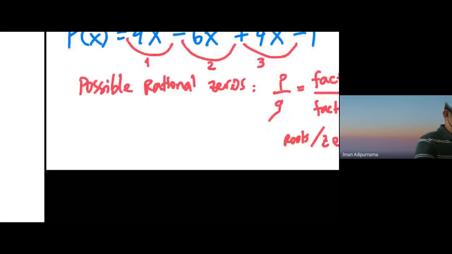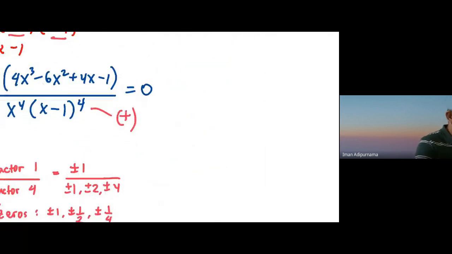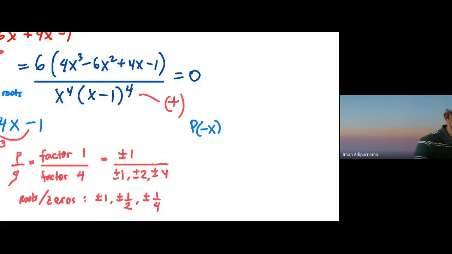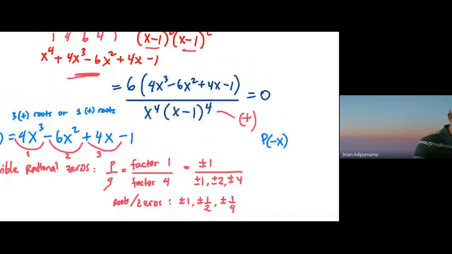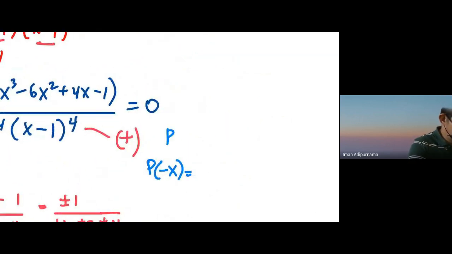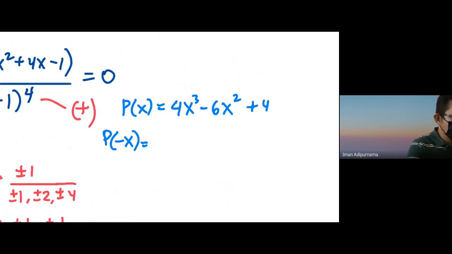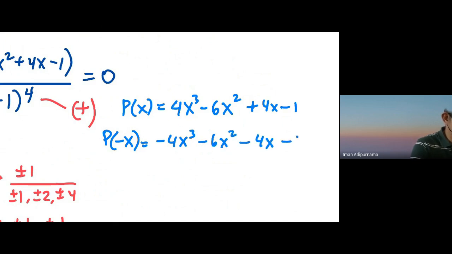So we will check p of negative x. Let me write the original one here. It's not in the calculus, but this is just to let you know you can use this method. So this will be negative 4x cubed, and this will still be 6, and this will be negative 4x, and negative 1.